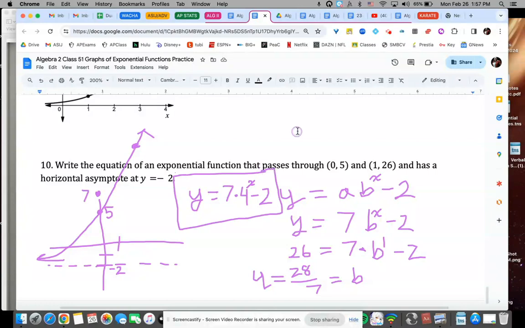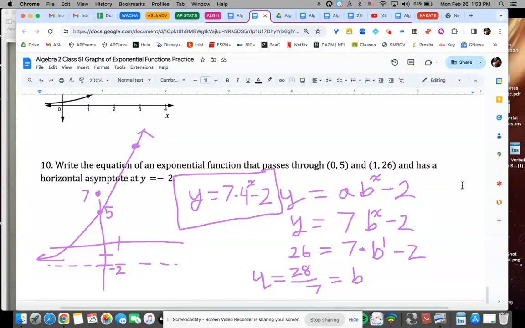But I kind of want to double check it and be like, what if I put 1 in for x? Did that really give me 26? So if 1 goes into x, 4 to the 1 power is 4. 4 times 7 is 28. 28 minus 2 is 26. So that really does work. And it seems to go through both points, and it's also going to have an asymptote at -2. So it'll shift down from my original.